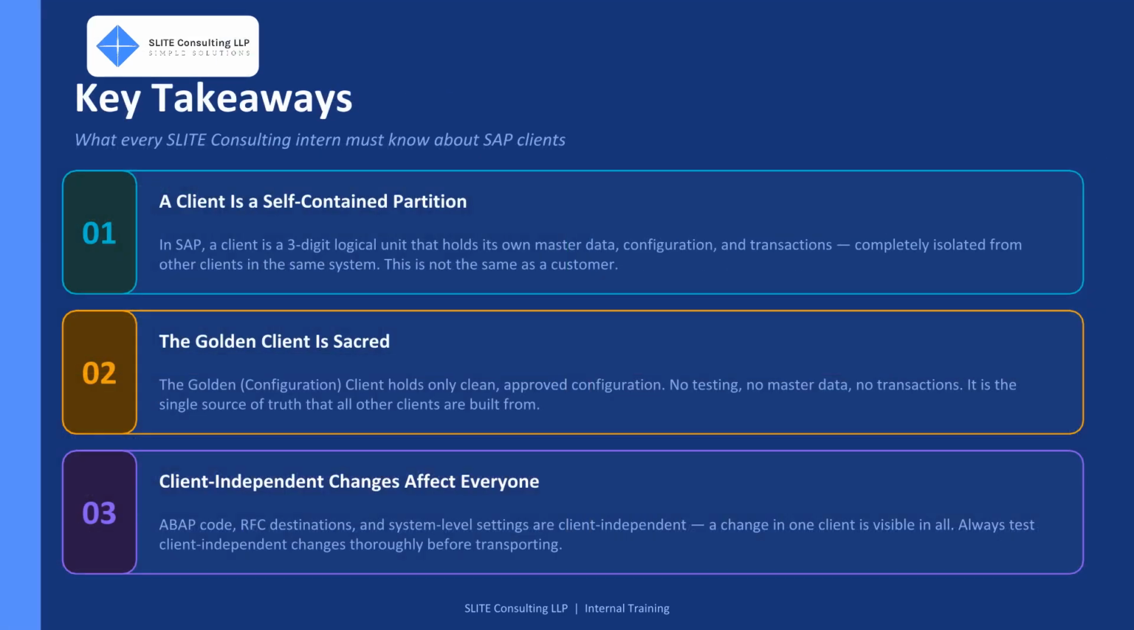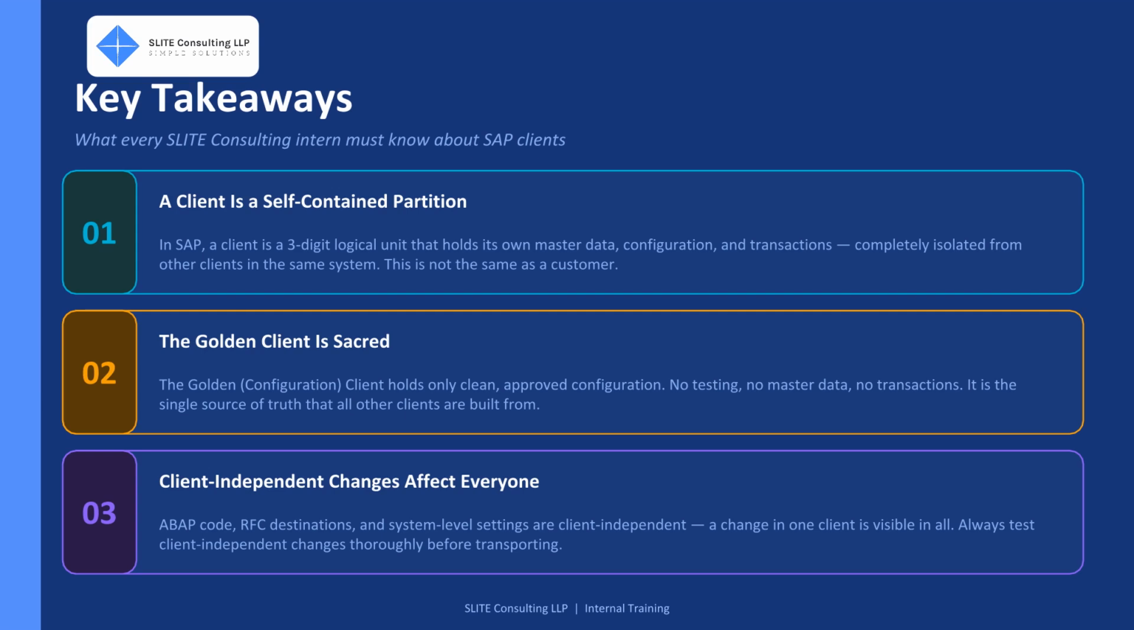Three key takeaways to close out the module. First, a client in SAP is a self-contained, isolated partition of the system, identified by a 3-digit number. Data in one client cannot be seen by another client, and it is not the same thing as a customer. Second, the standard landscape has 3 systems, DEV, QUS, and PRD, each with specific clients. The golden client holds clean, approved configuration only, and it is the master template for every other client.